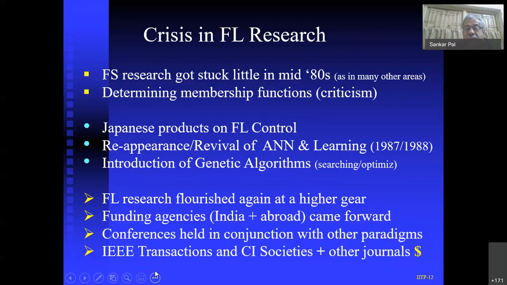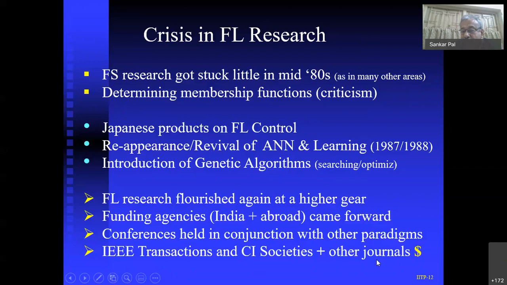Conferences were held in conjunction with other paradigms. Any conference you went to around that time, the 1990s, was all neural networks. So many journals came forward. Then IEEE also came forward. They produced the Computational Intelligence Society and other journals. So the subject has now stability.